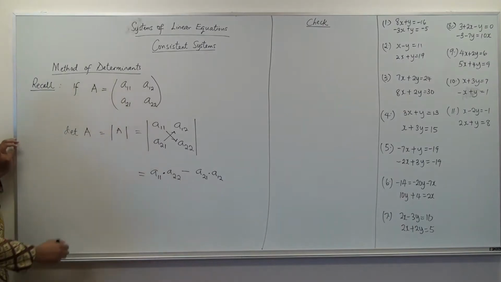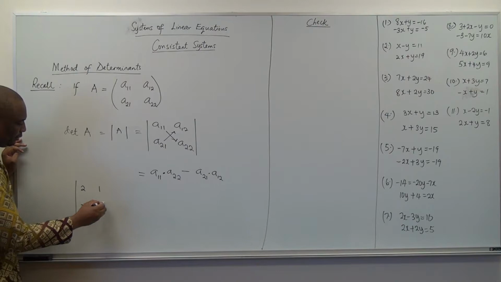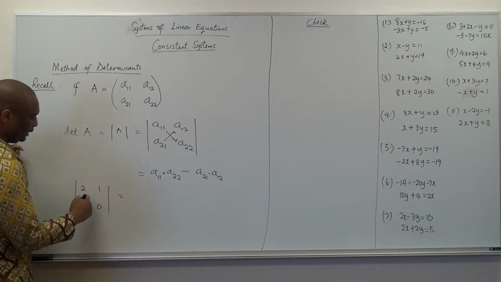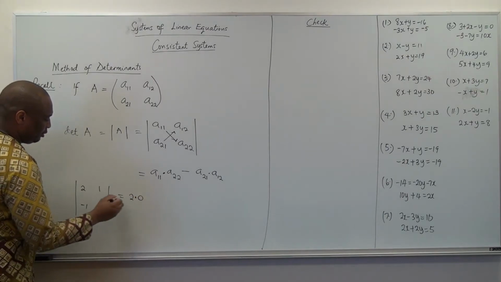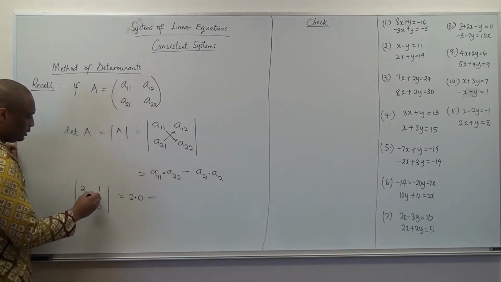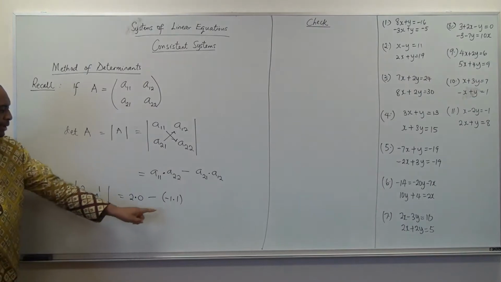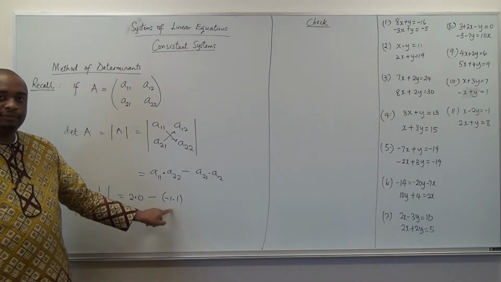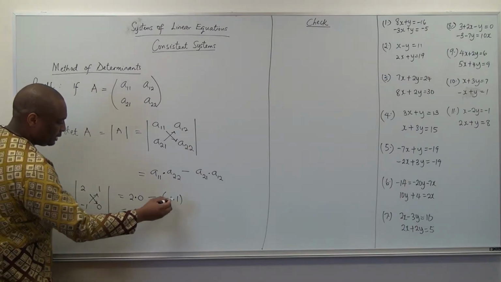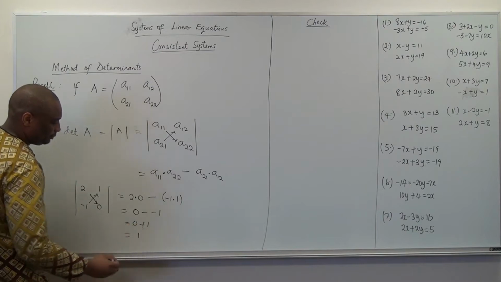So if we have something like 2, 1, negative 1, 0, and we want to find this determinant, this will be 2 times 0, minus negative 1 times 1. Remember, I had to put a parenthesis here because of this negative. You should be careful about it. So this will now be 0 minus negative 1, and that will give you 0 plus 1, which is 1.